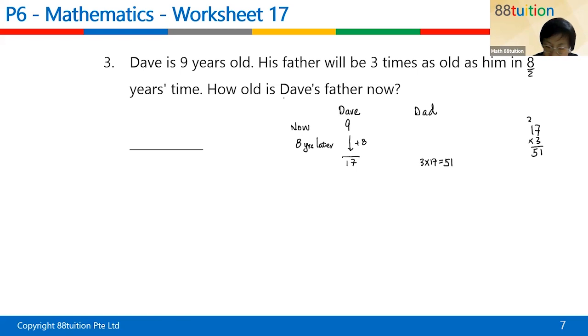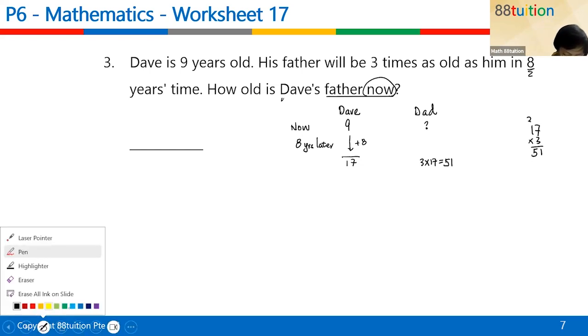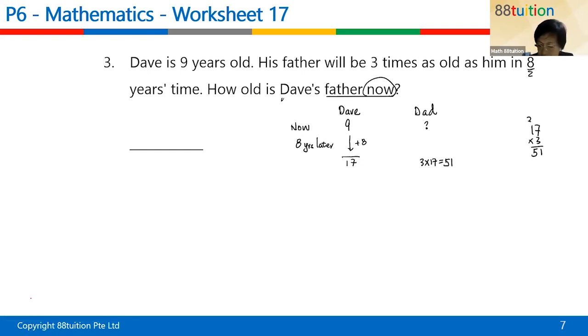So he wants daddy's age as in now. That means this one. So you have to minus 8 backward, right? Okay, I repeat. Now you have to minus 8 years before. Am I right? So how to find the age that was 8 years before? That gets down to 43. Okay?